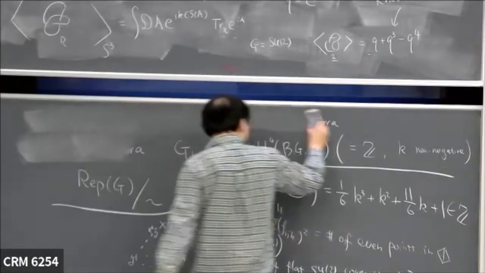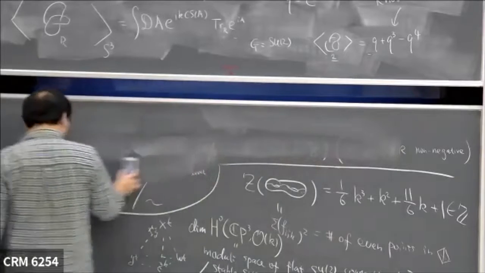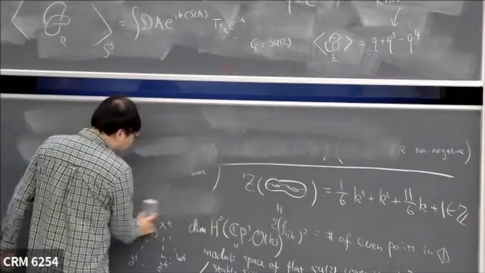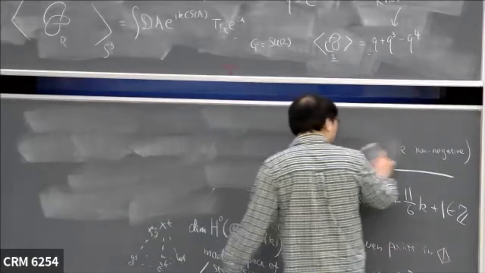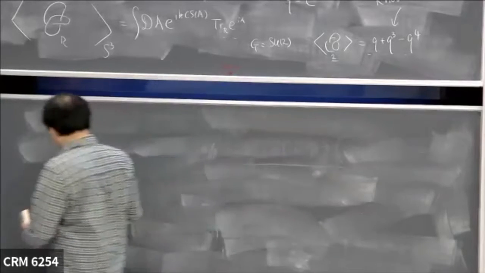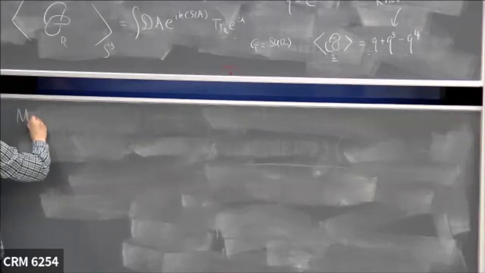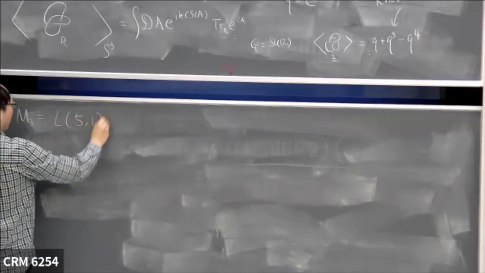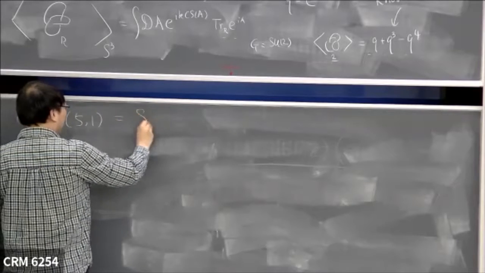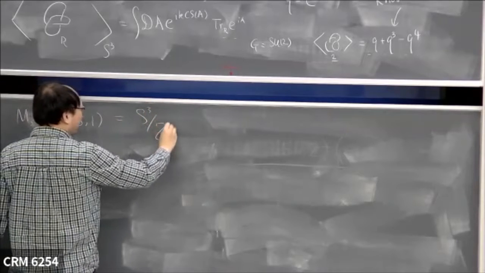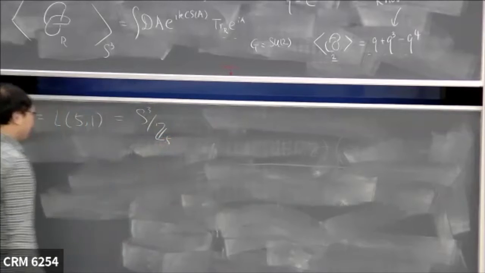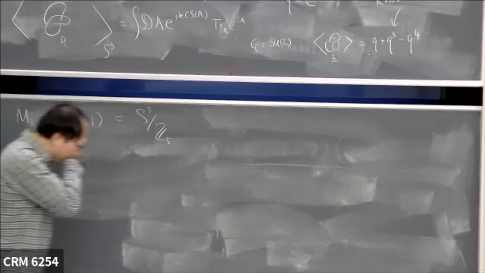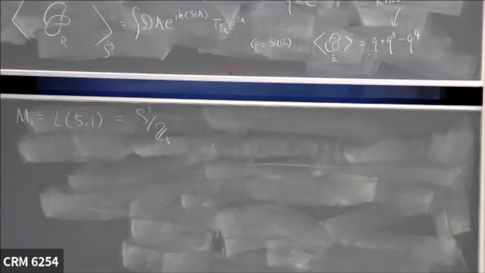To see that this is actually a non-trivial problem, you just need to look at some very simple examples. If you take your three-manifold to be the lens space L(5,1), which is a particular quotient of S3 by Z5, then what is the WRT invariant? Can we write it again as a polynomial in q?